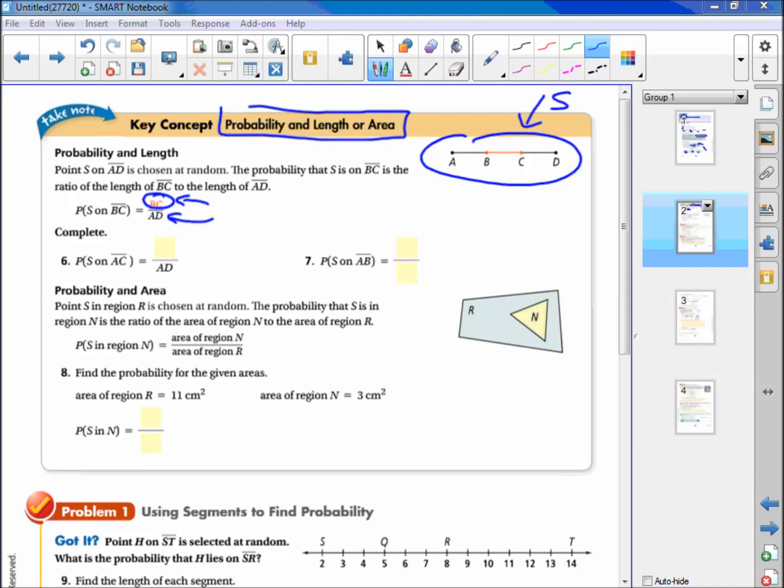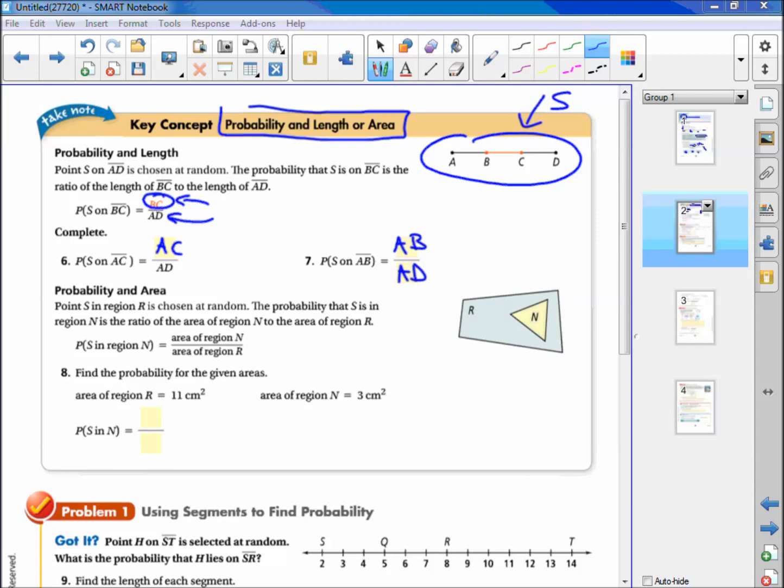All right, so let's complete a couple more examples like this. What's the probability of S being on AC? That would be the length of AC divided by the length of the whole segment, which is AD. And what's the probability of S being on AB? That's the length of AB divided by the length of the whole segment, which was AD.